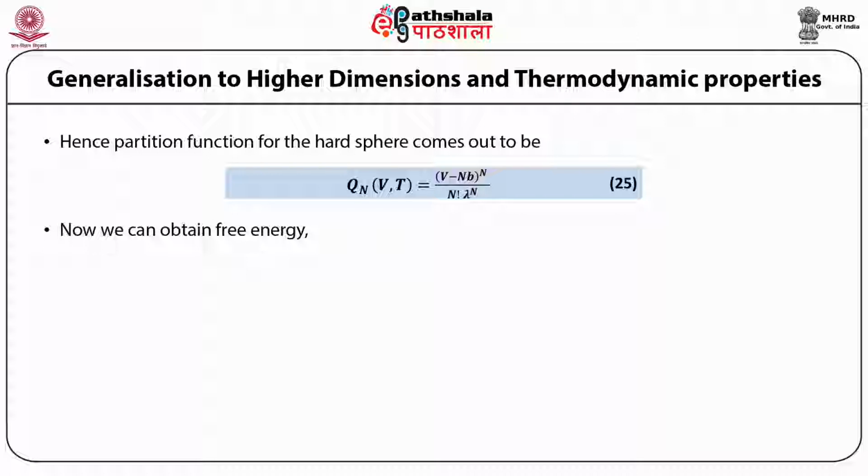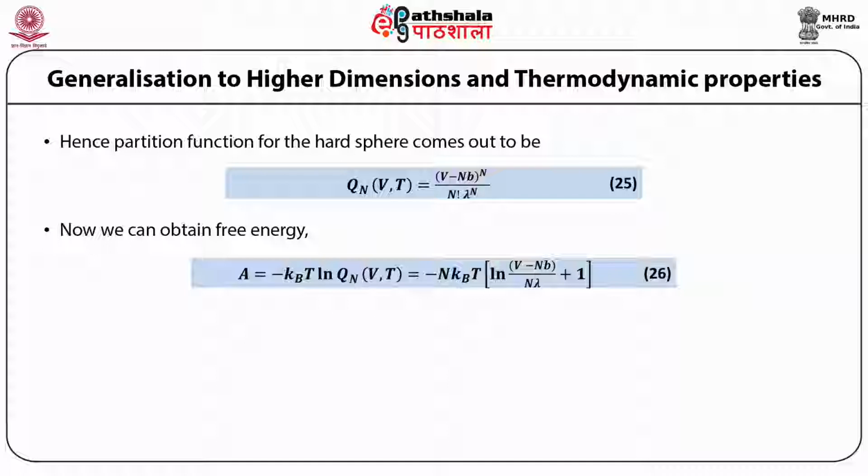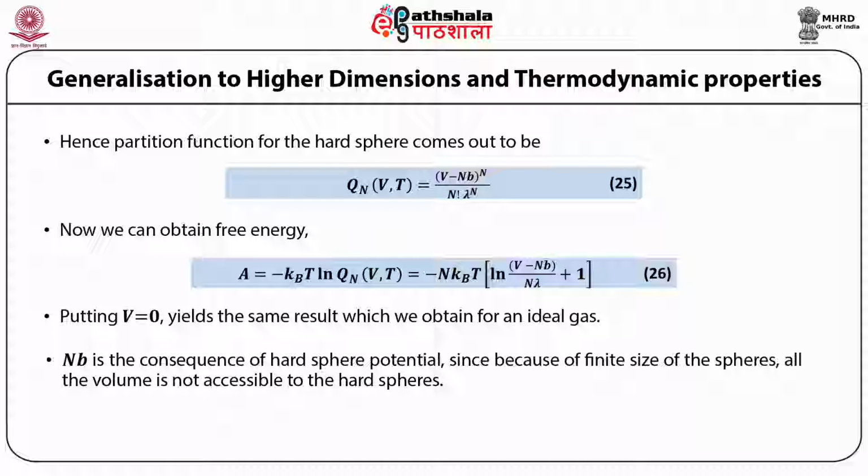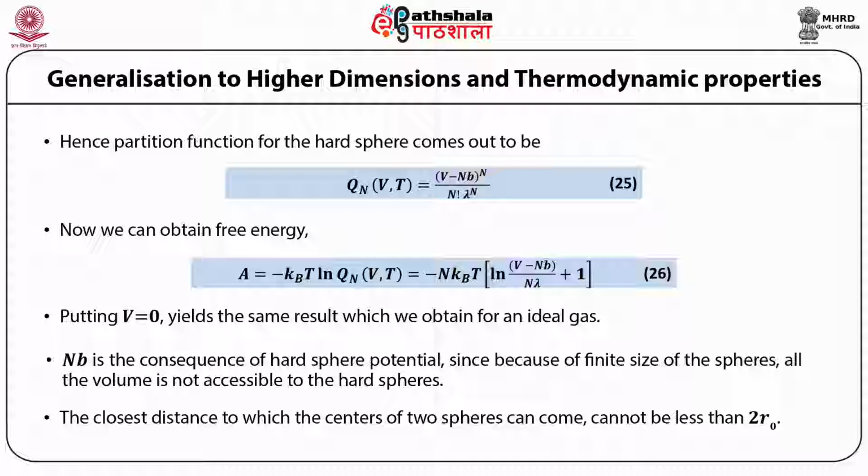Now we can obtain the free energy. A is equal to minus k_B T log of Q_n as a function of V and T, equal to minus n k_B T multiplied by log of (V minus Nb) divided by n lambda, plus 1. Putting b equal to 0 yields the same result which we obtain for an ideal gas. Nb is the consequence of the hard sphere potential. Because of the finite size of the spheres, all the volume is not accessible to the hard spheres. The closest distance to which the centers of two spheres can come cannot be less than 2 R naught.